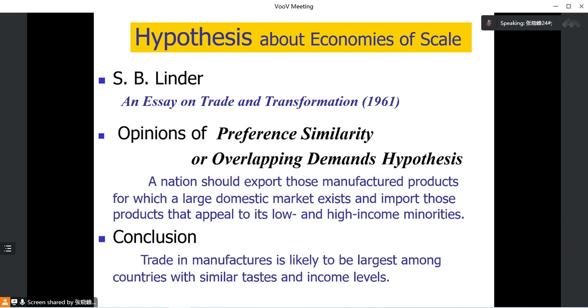A nation should export those manufactured products for which a large domestic market exists and import those products that appeal to its low and high income minorities. Here, that is the preference similarity hypothesis: export the manufactured products for which a large domestic market exists and import those products that appeal to its low and high income minorities.